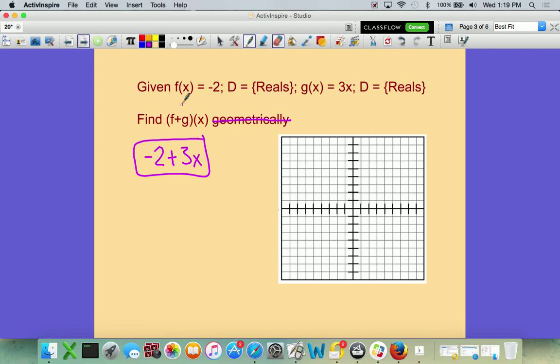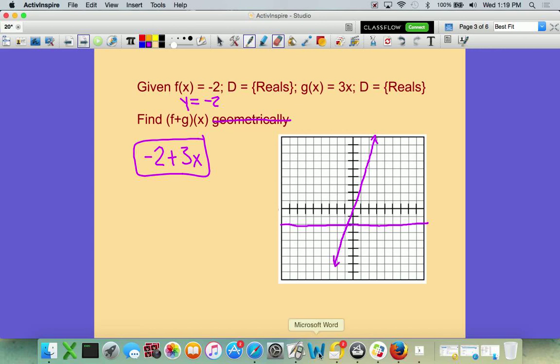Now, what this is talking about, to do it geometrically. If we were to graph, f of x is always the same as y, so we need to graph the line y equals negative 2. Well, that is this line going straight across there. Find g of x equals 3x. Well, our y-intercept is 0, and our slope is 3. So we go up 3 over 1. You can also go down 3 and then go back 1 if you need to.